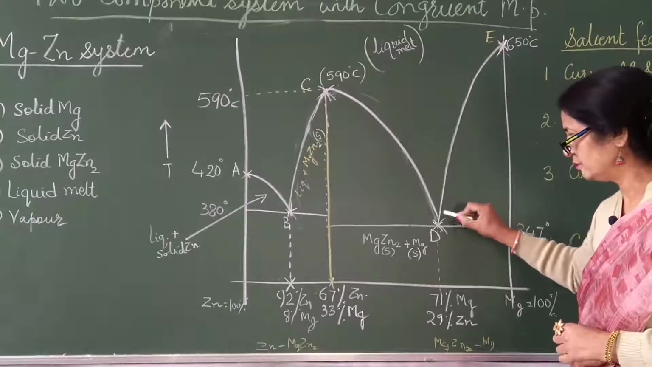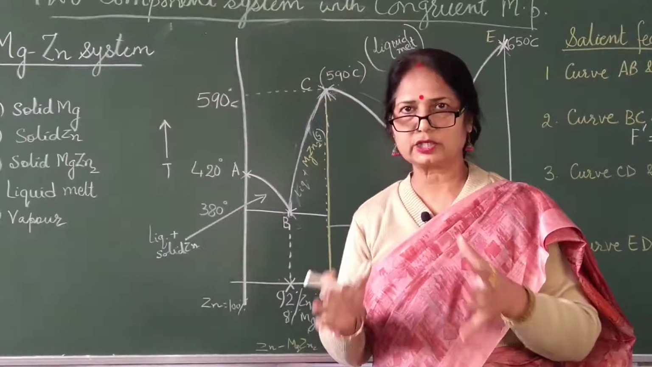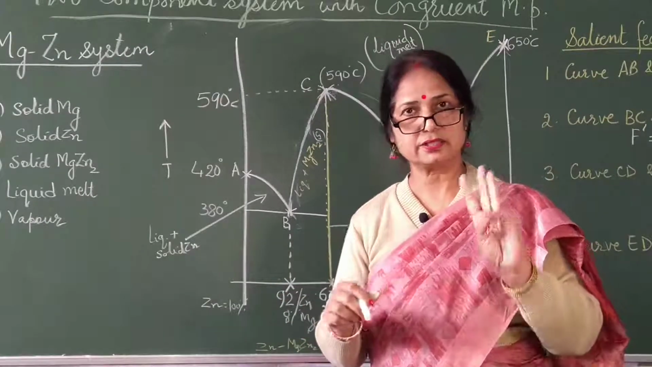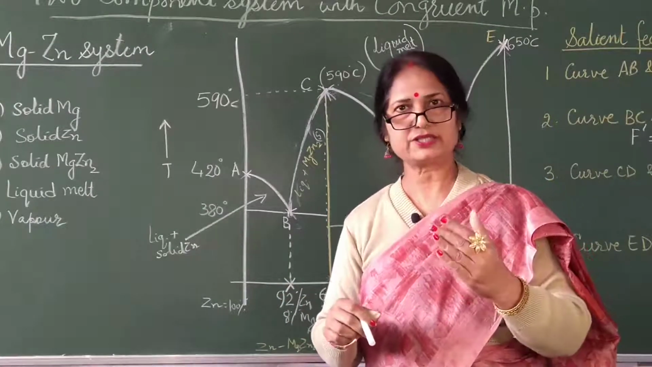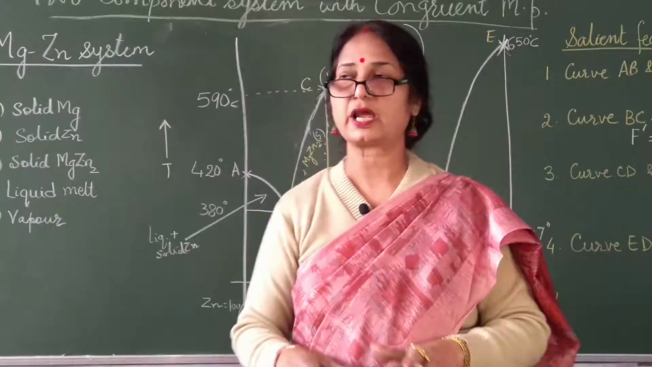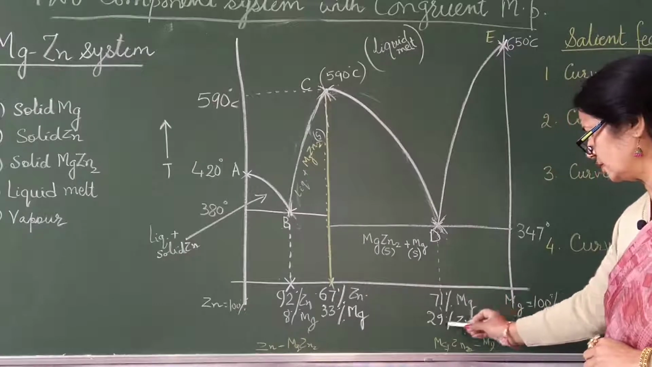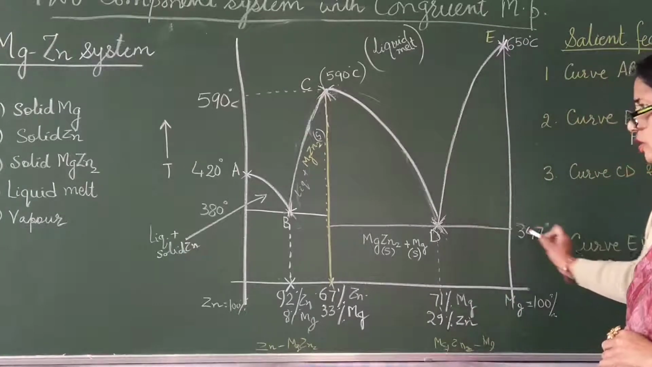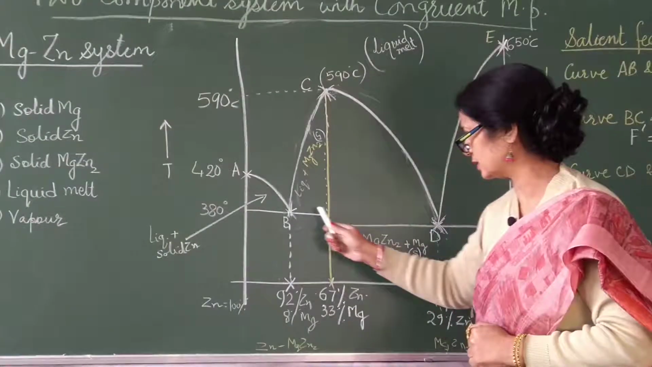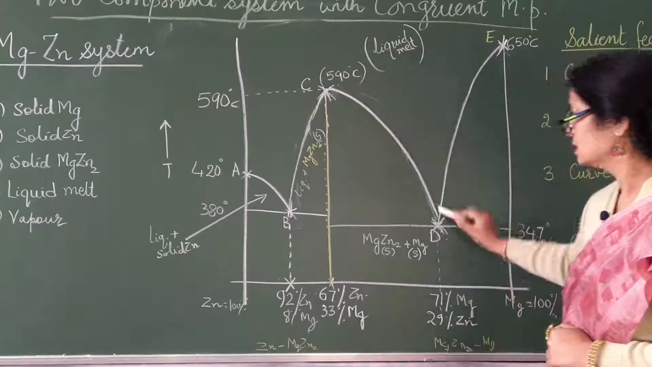Now at point D, we will be having solid MgZn2, solid Mg as well as the liquid melt. This means this is another eutectic point over here, as there are three phases in equilibrium. So F dash in a condensed system will again come out to be 0. This means that the system is non-variant at this point D. And it corresponds to 71% of magnesium and 29% of zinc and a temperature of 347 degrees centigrade. So we have seen that there are two eutectic points, one congruent melting point. We have seen this curve AB, BC, CD.